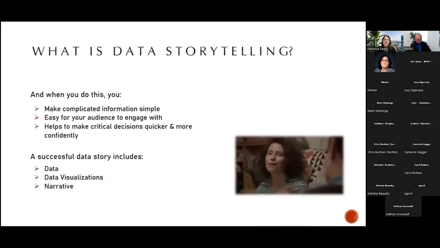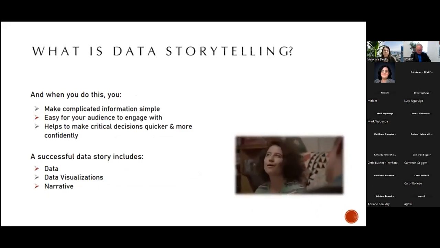So when you do this, you gather your information. You're getting all of these statistics, and you probably have it. Doesn't matter how you collect it, on a database, on an Excel spreadsheet, but it's probably very complicated information. And what you're going to do is try to simplify it. You're going to make it easy for your audience to engage with that information. And hopefully by making it easier, it helps them make critical decisions quicker and more confidently. They're not having to dig for the information.